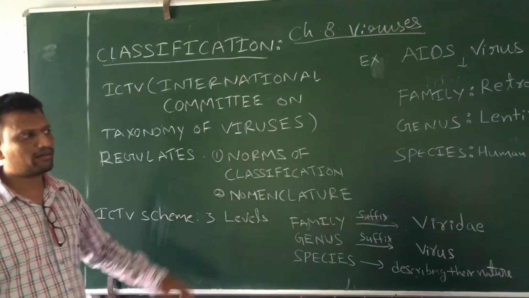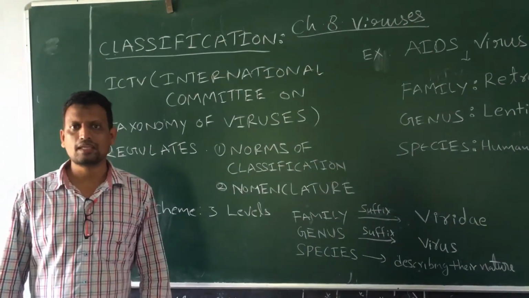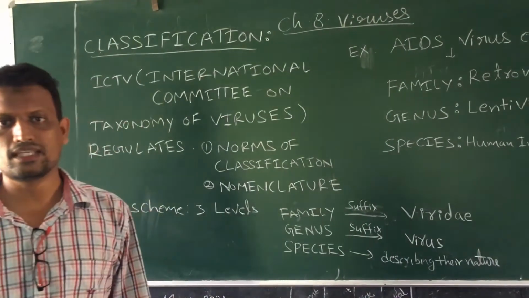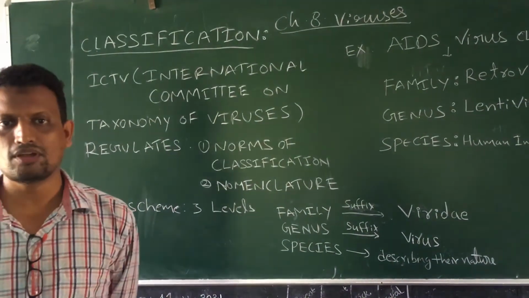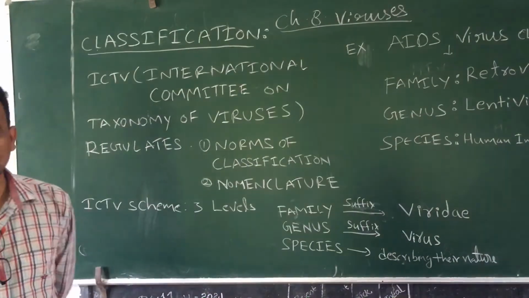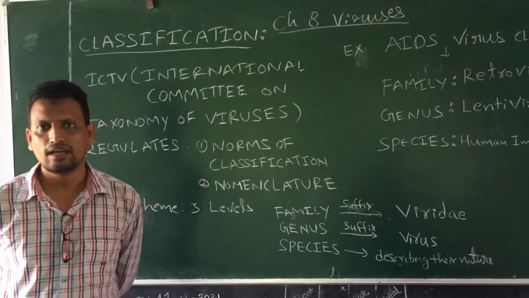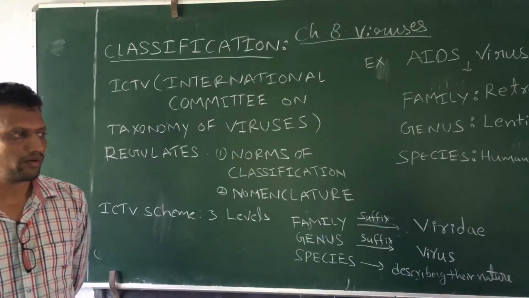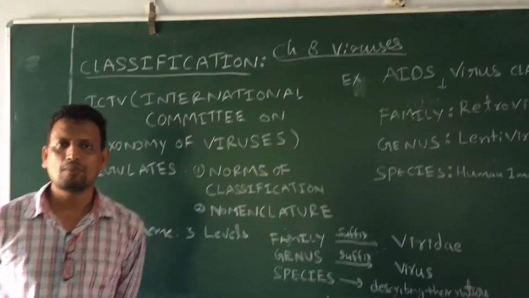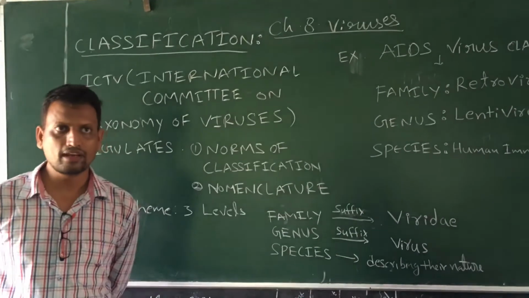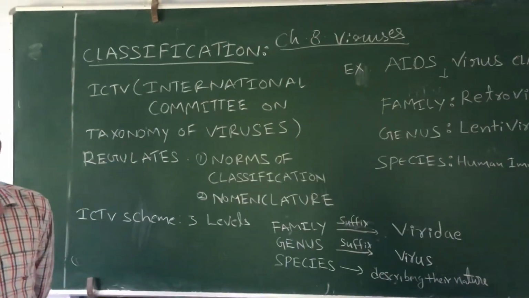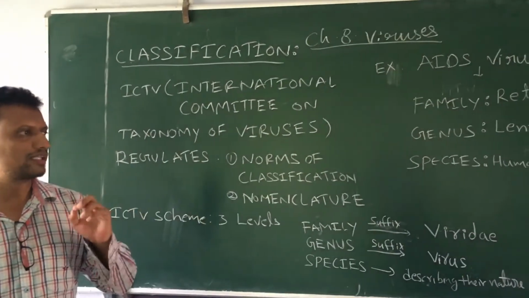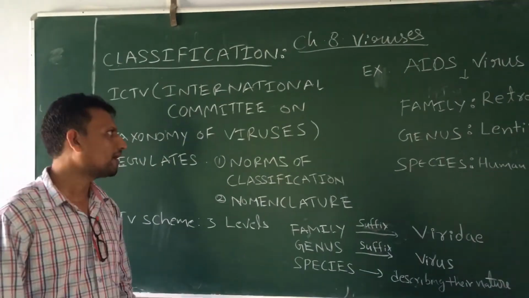So we know that for naming living organisms, there is a nomenclature system. What is that nomenclature system? Binomial nomenclature. According to binomial nomenclature, there are two names for any organism. What are the two components? One is the genus and another is the specific epithet. So there are two parts in the binomial nomenclature of any organism.